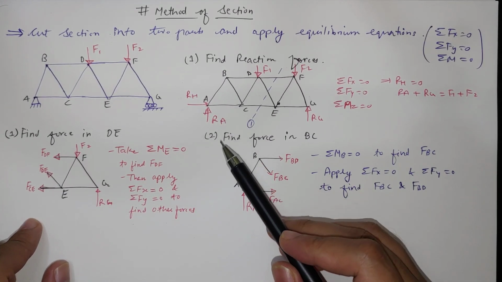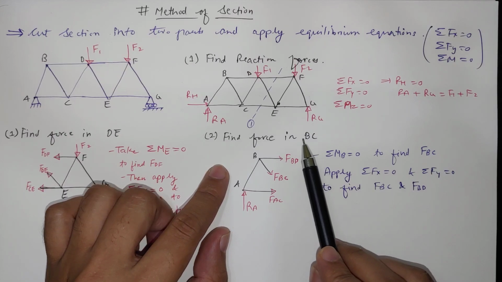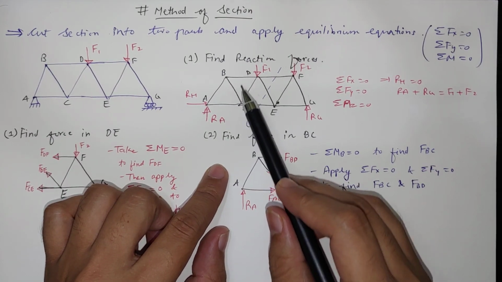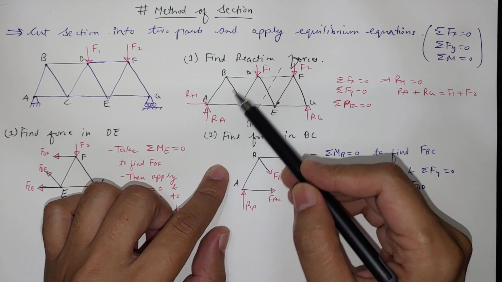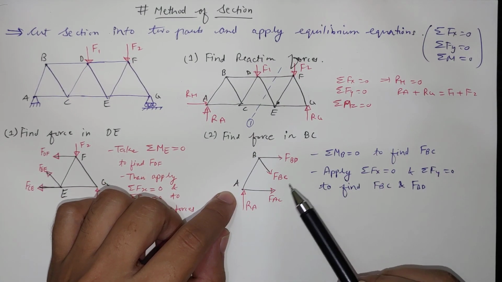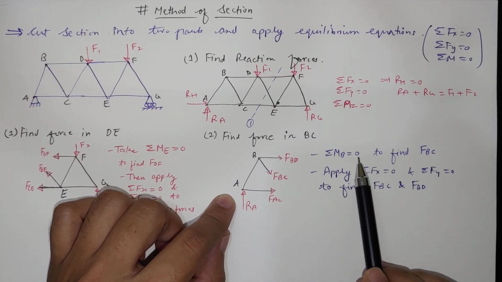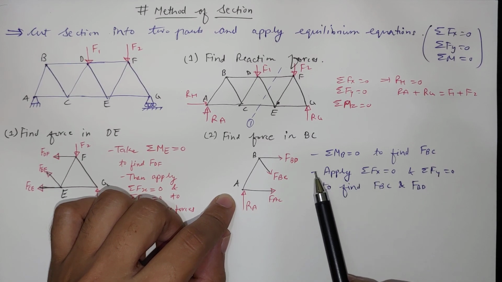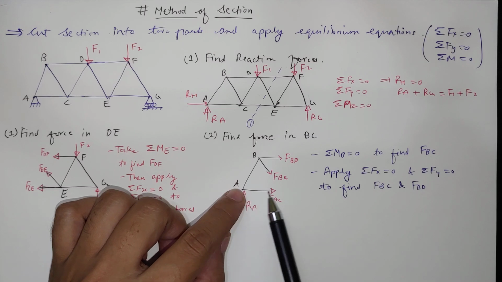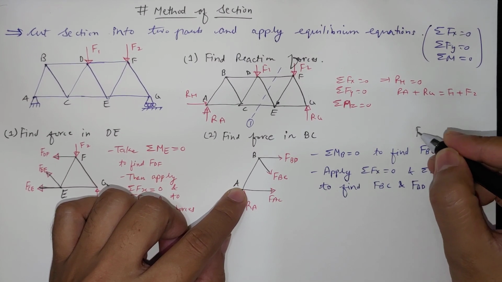Now let's take one more example where they have asked to find BC. If they ask for the force in member BC, then we can cut a section like this, same as before. These will be the forces. Here, if we take summation of moment at B, then we can find the force FAC. So we cannot find FBC directly, but we first have to find force AC.